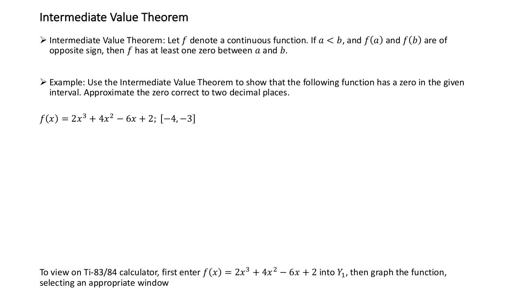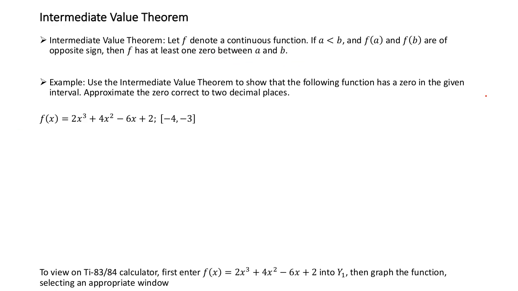So the first thing we want to do is define the intermediate value theorem and look at what that means. The intermediate value theorem states: let f, which would be our function, denote a continuous function. If a is less than b and f of a and f of b are of opposite sign, then f has at least one zero between a and b.